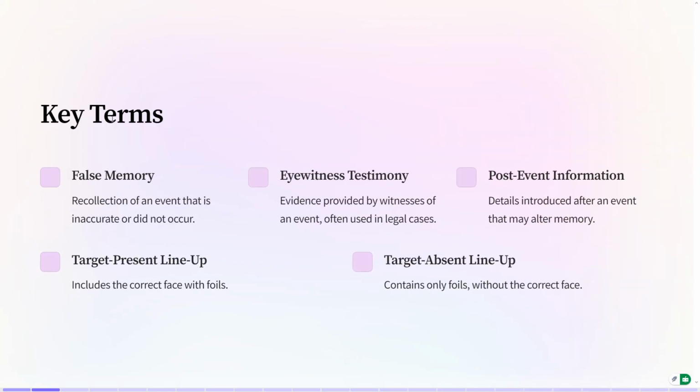Now, key terms: what is false memory? Recollection of an event that is inaccurate or did not occur. All right, this thing actually happens. You can think that, okay, yeah, this thing really happened, but actually it never did. This is not a deja vu thing. Well, maybe it's kind of similar, but deja vu is rather a different context. In this situation, you actually believe this one happened, right?